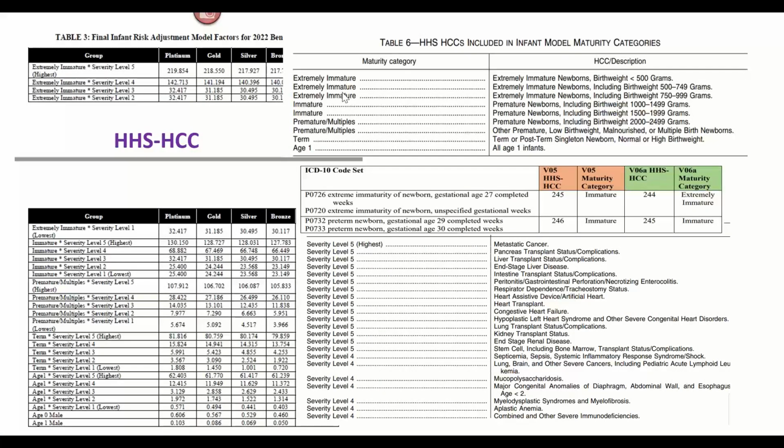Extremely immature, there are 5 categories: extremely immature, immature, premature, term, and age 1. So that's part of this determination. And then these diagnosis codes, if they have any of these diagnoses, peritonitis, heart transplant, congestive heart failure in that time period, that's going to get them a severity level. So each one of these 5 categories has 5 severity levels. That gives you 25 codes. And that's where you get into this extremely immature, severity level 5.